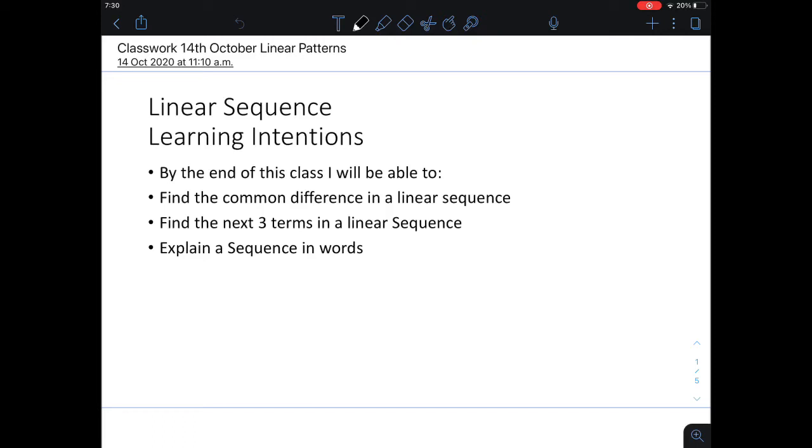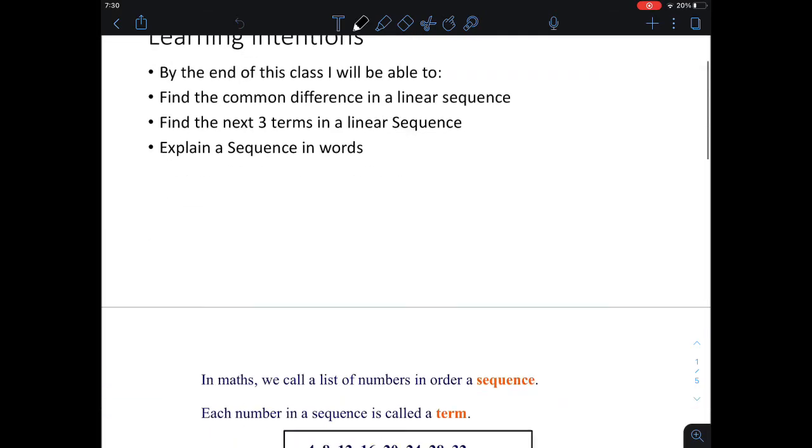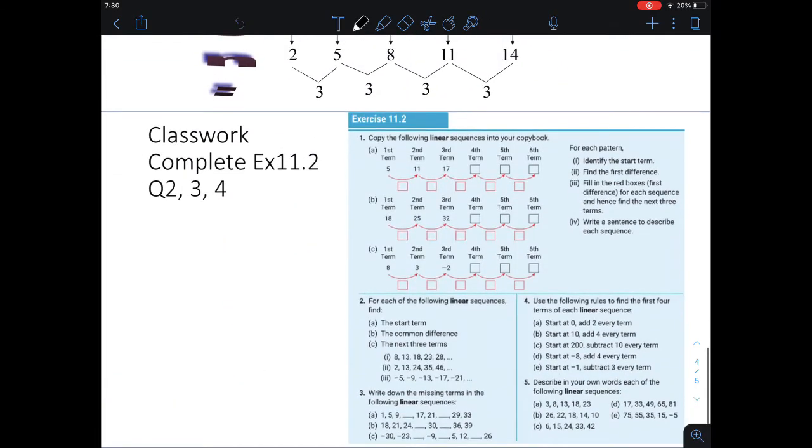Hi guys, today we're going to be looking at linear sequences. By the end of this class, we should be able to find the common difference of a linear sequence, the next three terms in a linear sequence, and then explain a sequence in words.